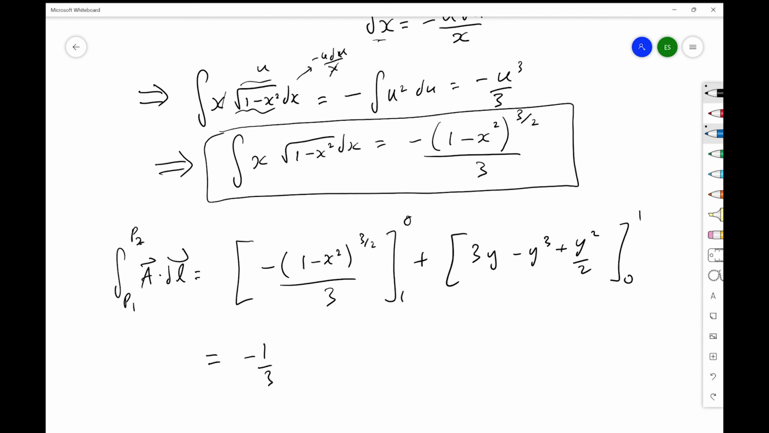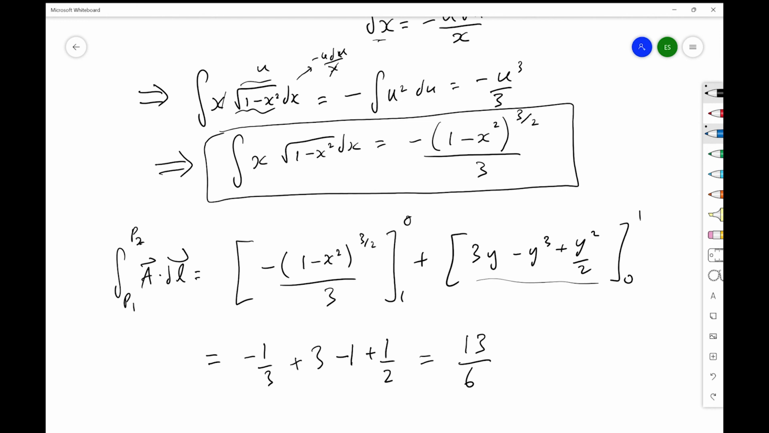Let me see, at 1, this is 1 minus 1, 0, so it's going to be 0. Okay, then we take the second part, evaluated at 1, so it's going to be plus 3 minus 1 plus half. Minus evaluate this at 0, it's going to be 0. So this would be the result. This would end up being 13 over 6.